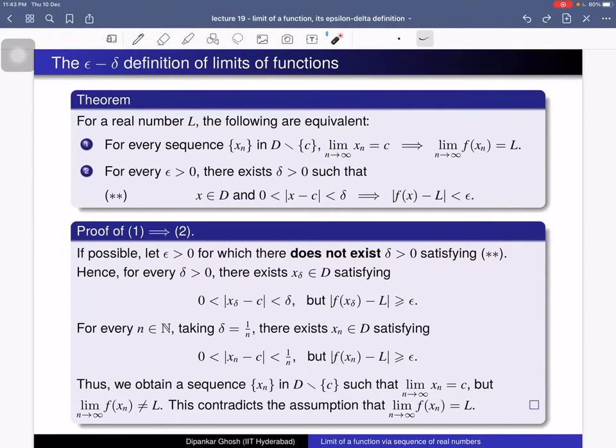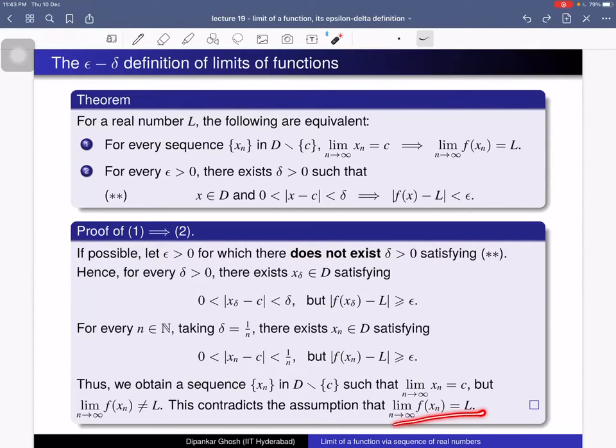And what should be the limit of f of xn then? For this sequence, since we have this inequality, if you apply the limit here, the limit of this thing should be greater than or equal to this epsilon. So the limit of this thing cannot be the same as L, because if this limit is the same as L, then the limit of this thing should be 0. That means 0 should be greater than or equal to epsilon. That is not possible.